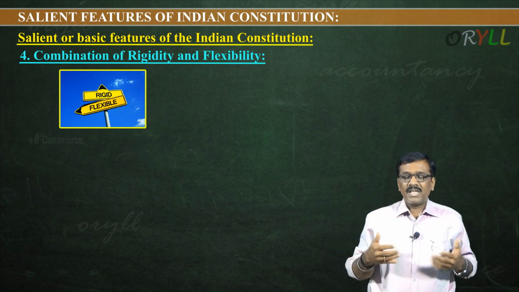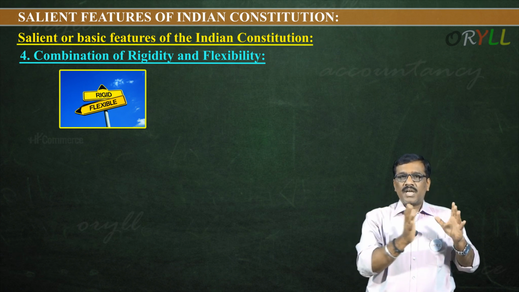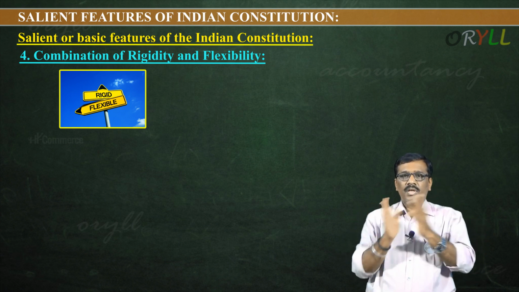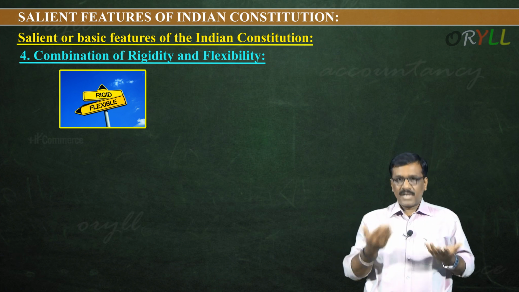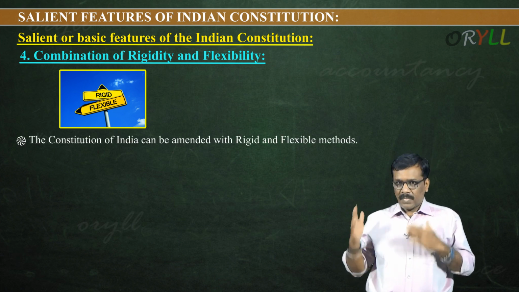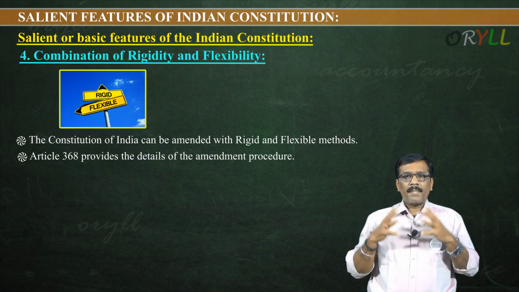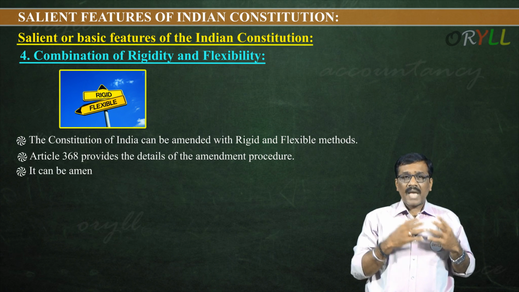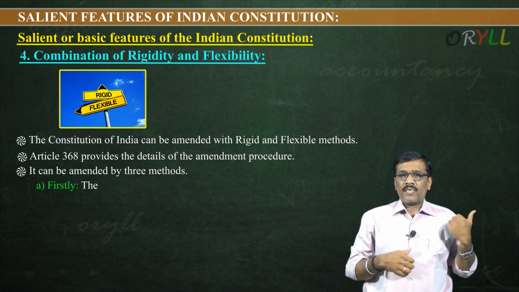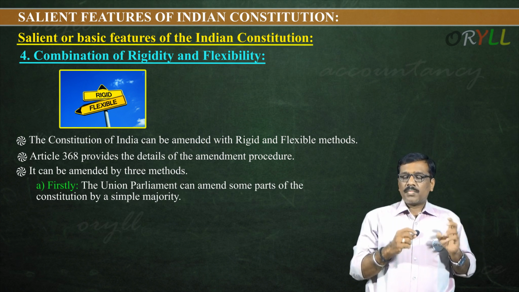In the same manner, even our constitution can be amended in both ways. It's neither purely rigid nor purely flexible. You have 3 different ways to amend the constitution. The Constitution of India can be amended with rigid and flexible methods. Article 368 provides the details of the amendment procedure. It can be amended by 3 methods. Firstly, the Union Parliament can amend some parts of the Constitution by a simple majority.